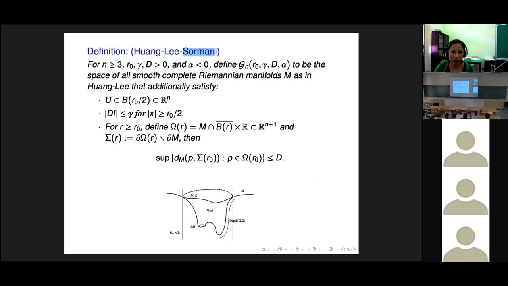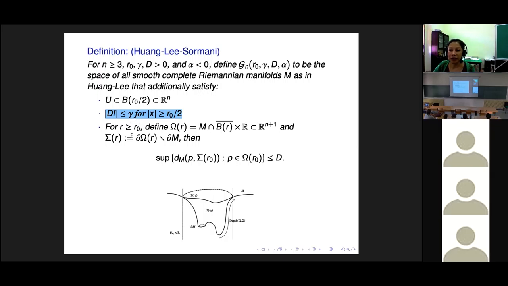So here Sormani comes into the picture, and she says, okay, what if we work with the same manifolds that Wang and Li used, but we require more conditions? And one condition is that this U, the one that has the minimal boundary, has to be within some ball of fixed radius. So here we have r0 divided by 2. And then in the exterior region, what you want is that the norm of the gradient of your function is bounded by some constant gamma. So you are asking that f is Lipschitz, with some constant that depends on gamma.